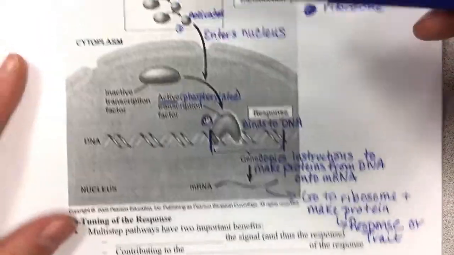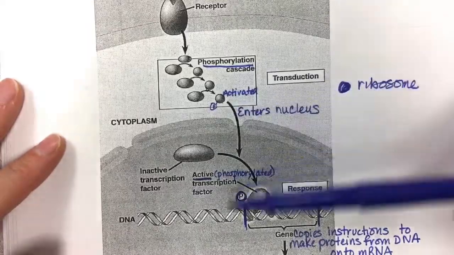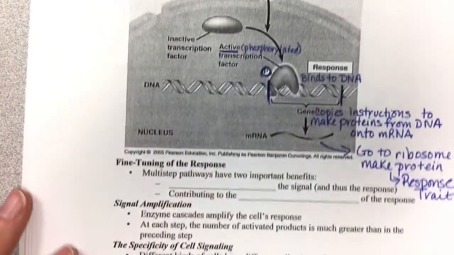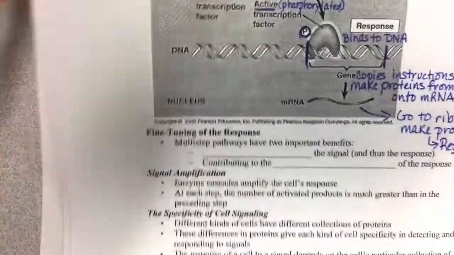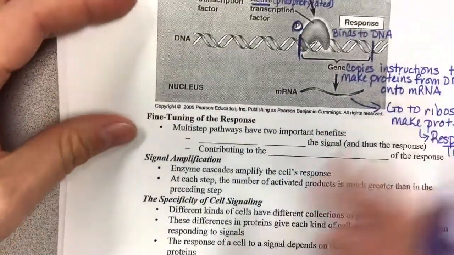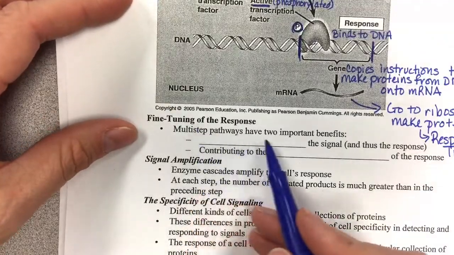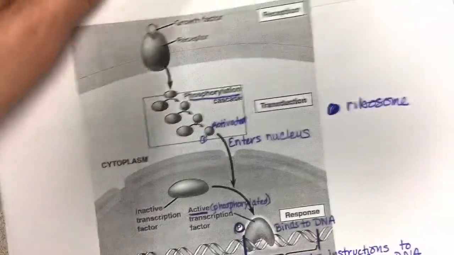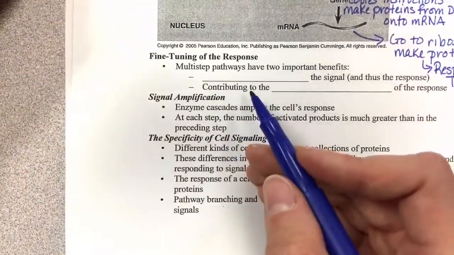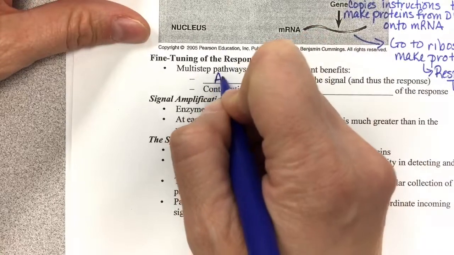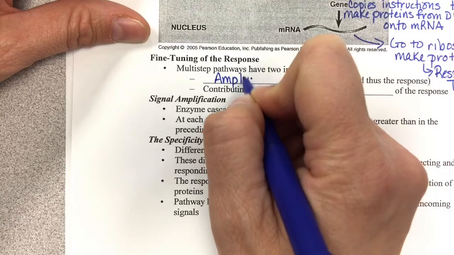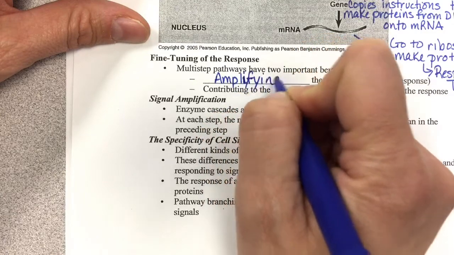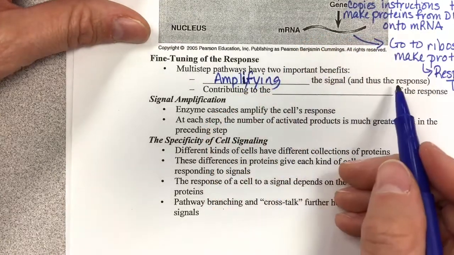So sometimes at the end of that phosphorylation cascade, it acts as a transcription factor and turns on genes. Let's wrap this up with some minor details. It says fine tuning of the response. Multi-step pathways have two important benefits, and this is definitely a multi-step pathway to elicit a response. The first one is being able to amplify the signal, and thus the response.